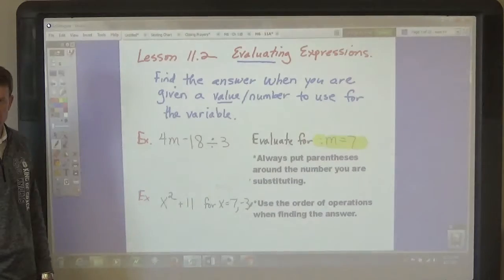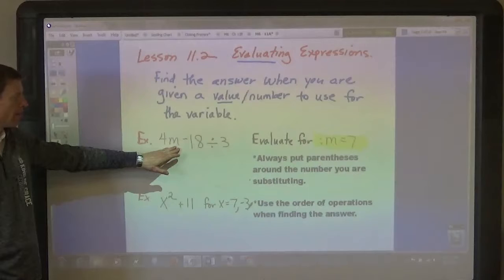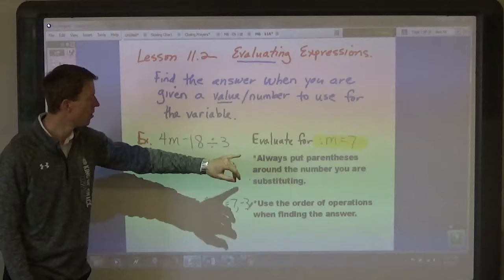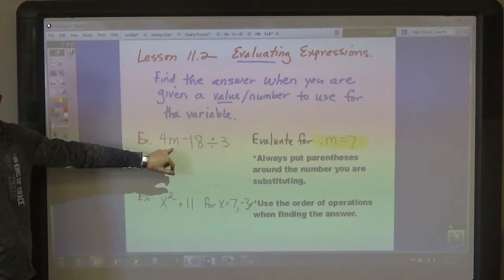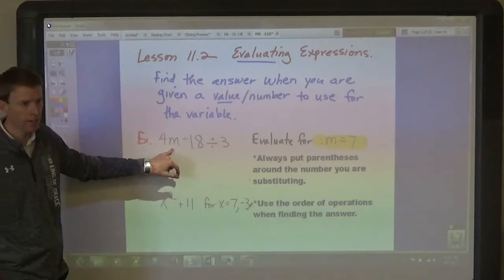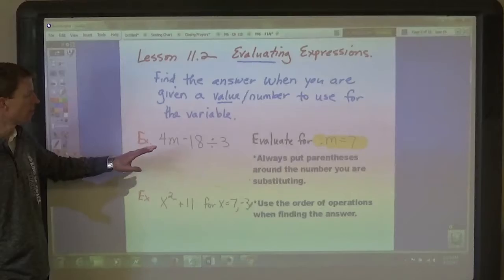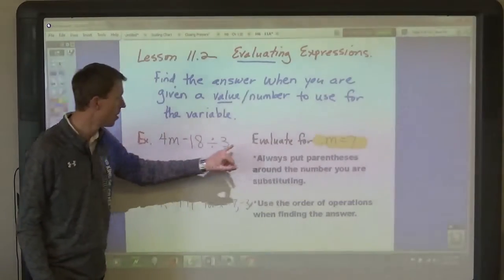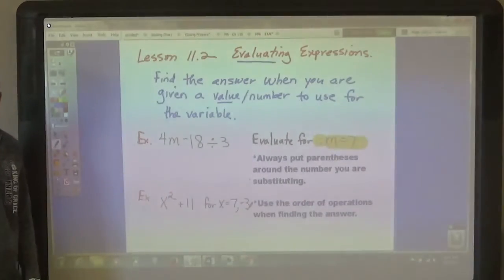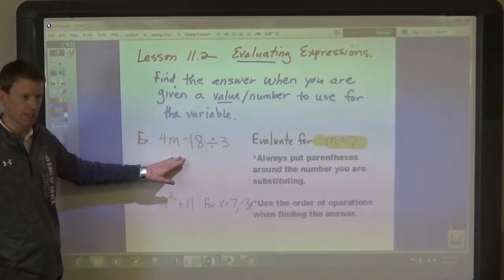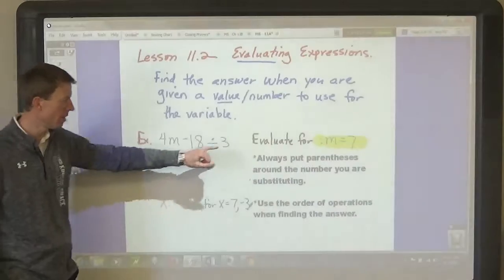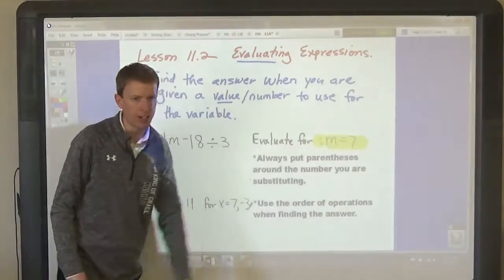Does that make sense? So before we just had the variable. Now we're going to be given a number to put into the expression in order to be able to find an answer. Okay? So that's why this says evaluate this expression for m equals 7. So you'll be given an expression like this. And then it'll say find the answer or evaluate for m equals 7.